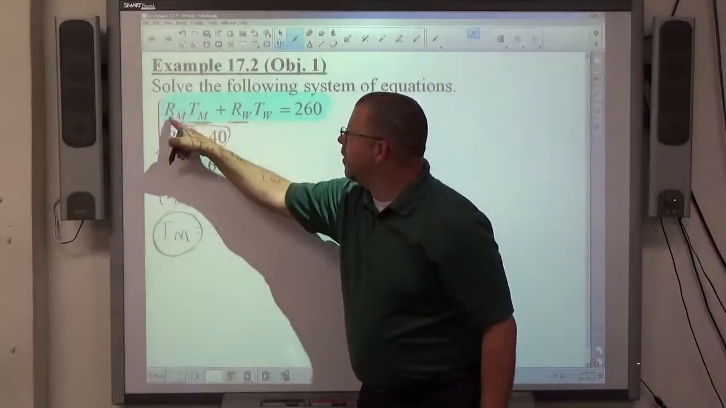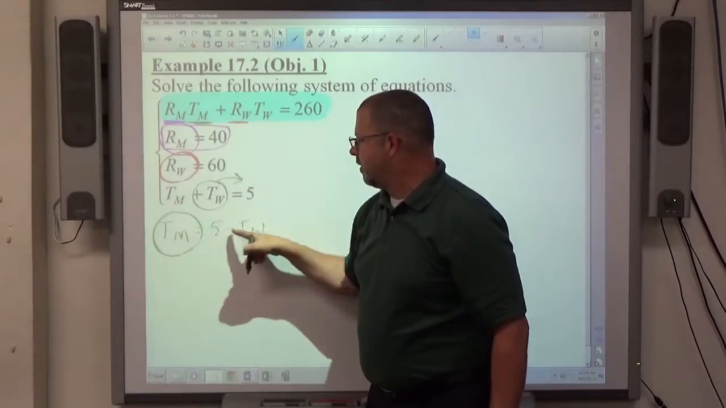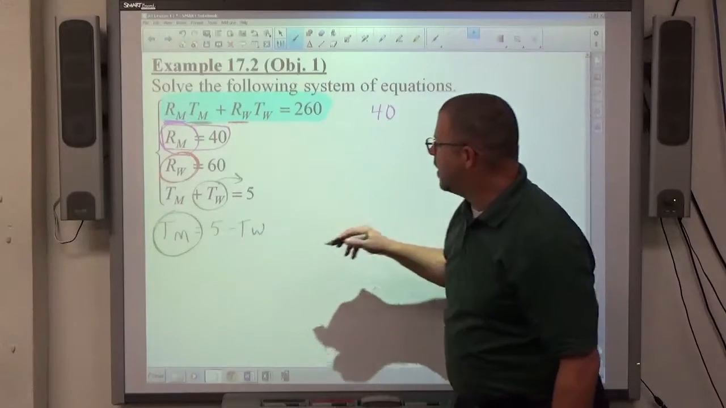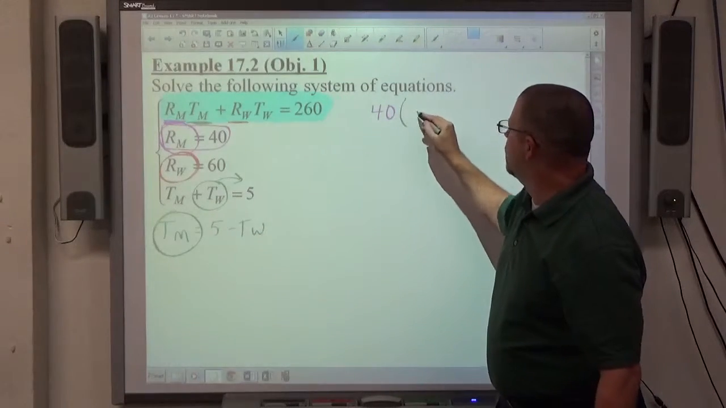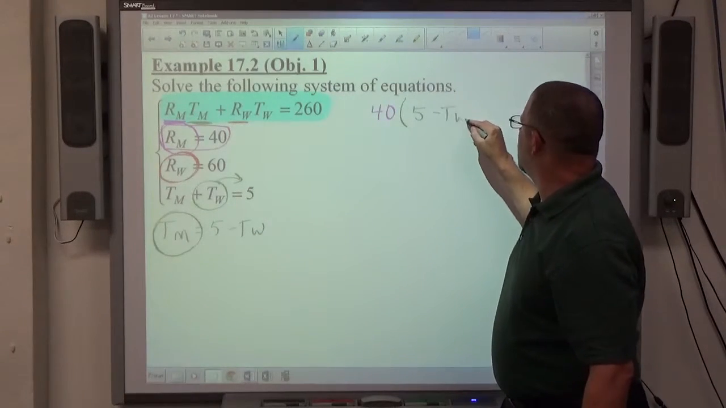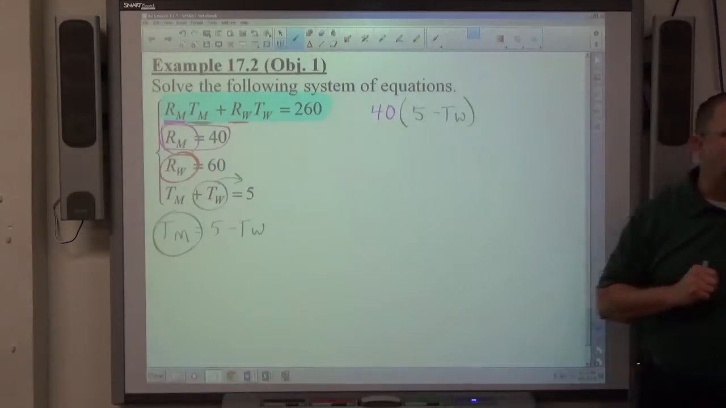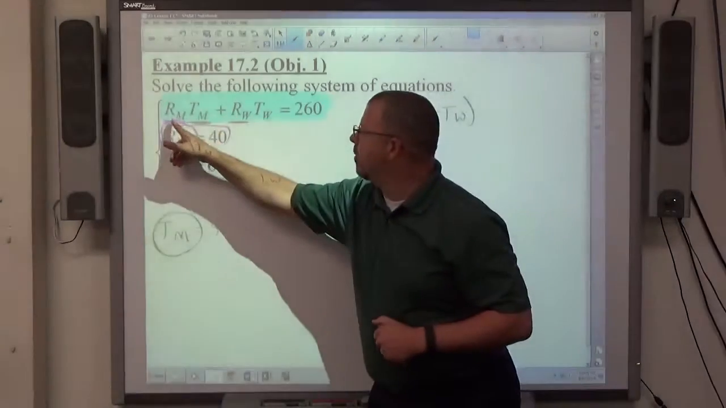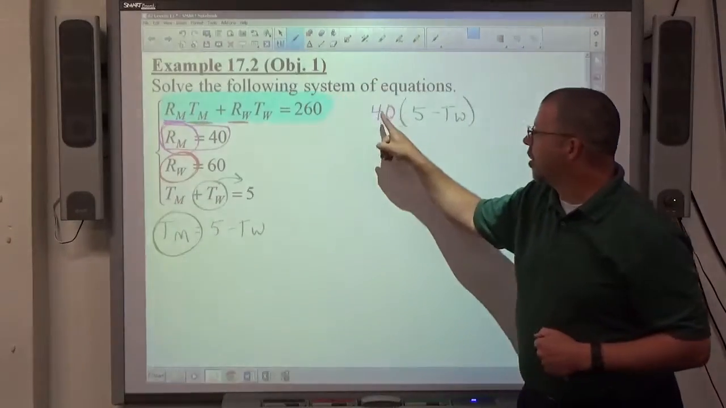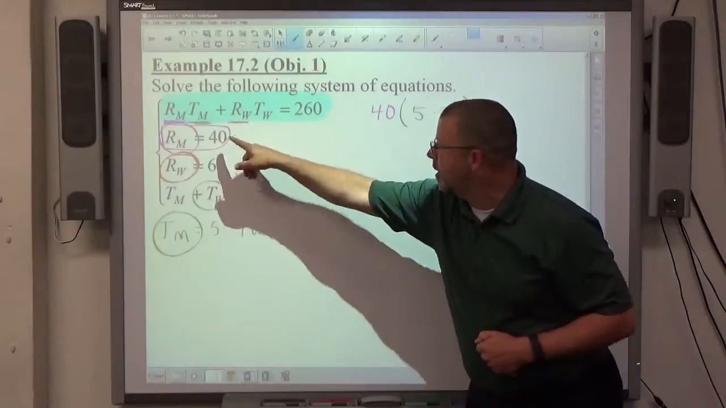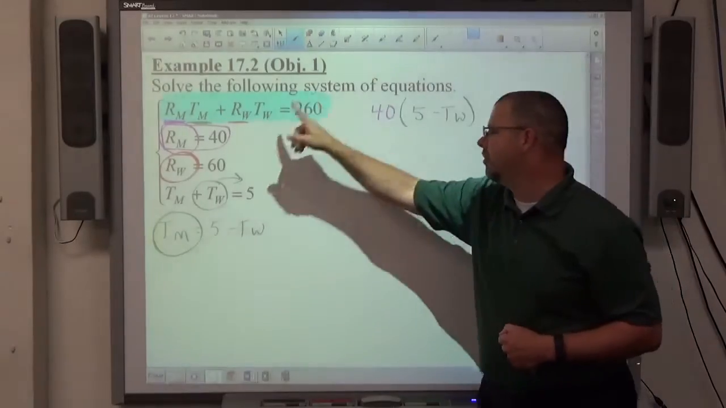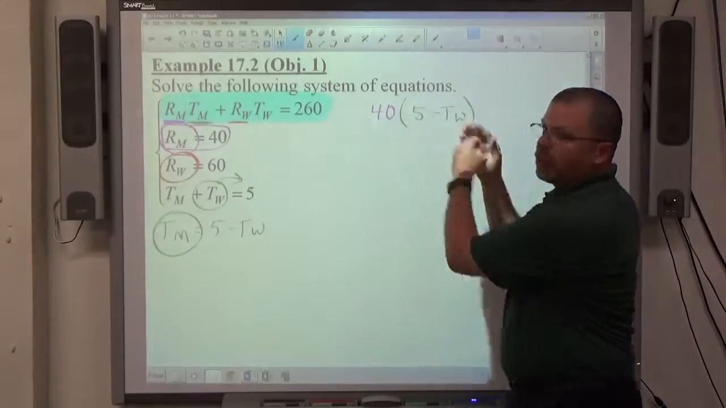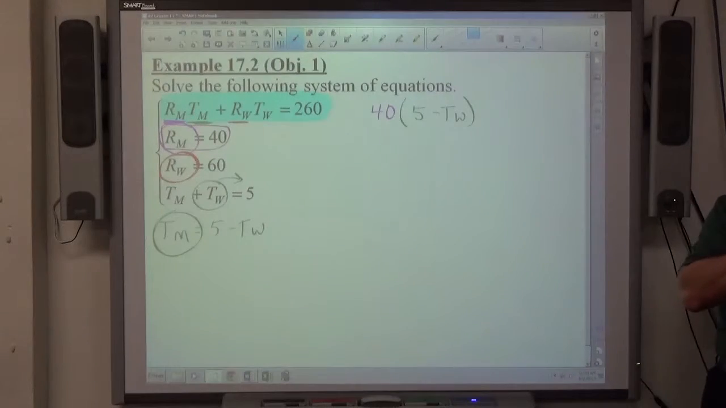R sub m is being multiplied by T sub m, which has a different version. So I want to change T sub m into 5 minus T sub w. When I substitute more than one term for one term, I have to use parentheses. So this is R sub m being multiplied by T sub m. Now this is R sub m's substitution, 40, being multiplied by T sub m's substitution, 5 minus T sub w. Again, this is multiple terms, so parentheses are required in that substitution.